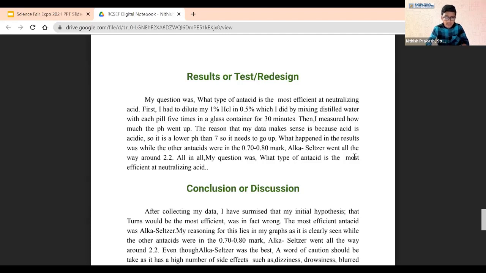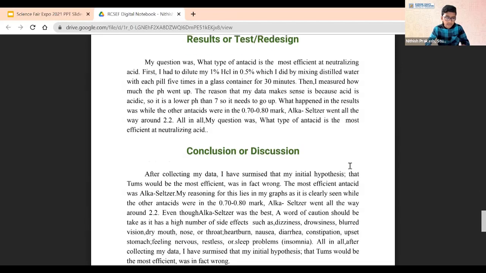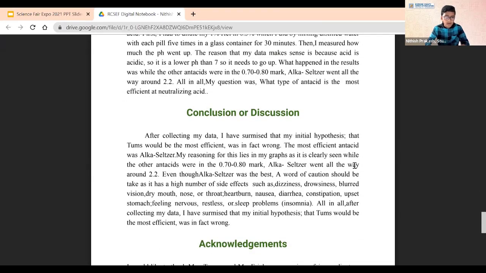So I said that it was clearly Alka-Seltzer. The reason was that the other antacids only went up to about the 0.77 or 0.8 mark, where Alka-Seltzer went all the way to 2.2. So then your conclusion. Your conclusion is a summary about everything that happened, your data, and what happened. So I said, after collecting my data, I found that my hypothesis was wrong. It was actually Alka-Seltzer that was the best.